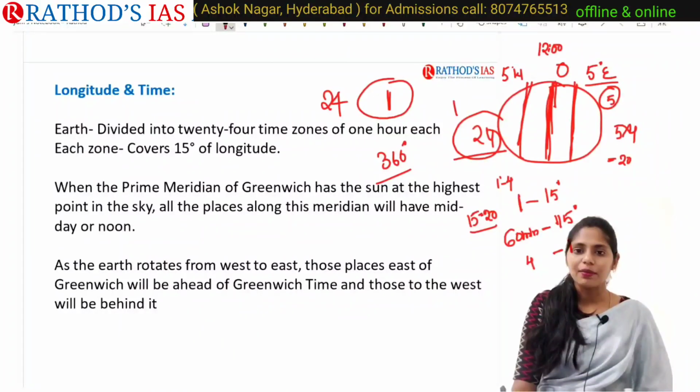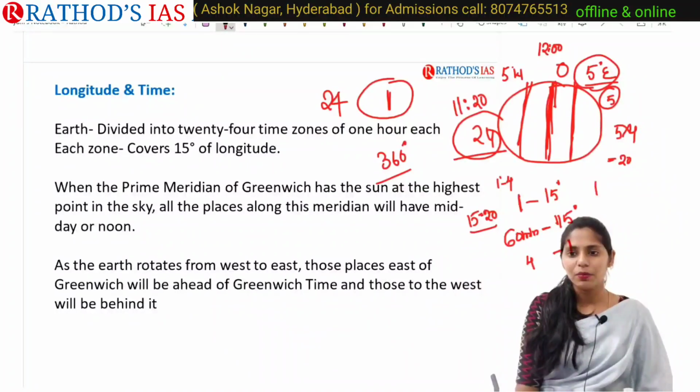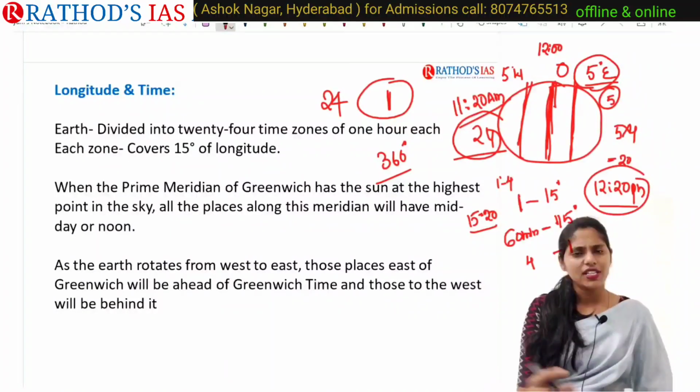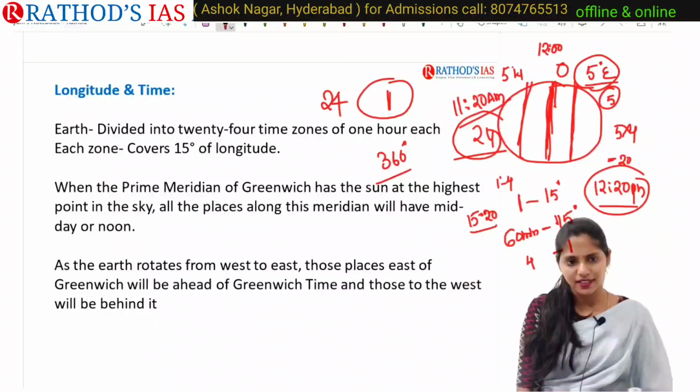So here we can see the time is 11:20 a.m. at 5 degrees west, and at this 5 degrees east, it will be 12:20 p.m. In this way you can easily calculate time. It is a very easy thing.